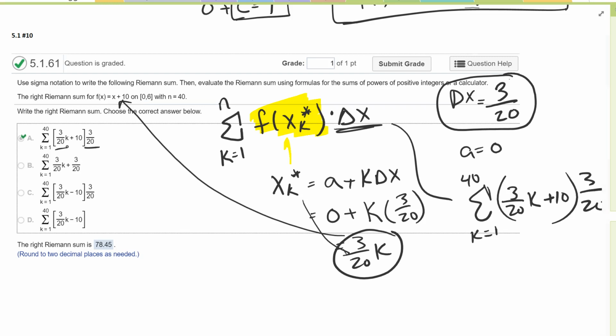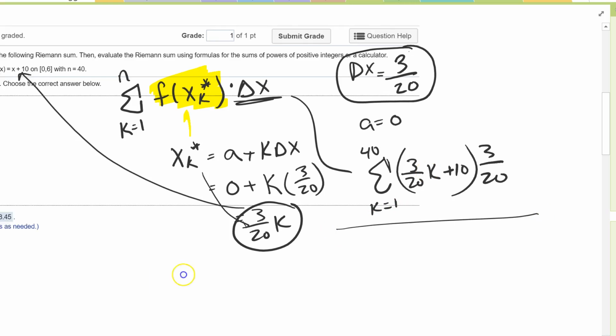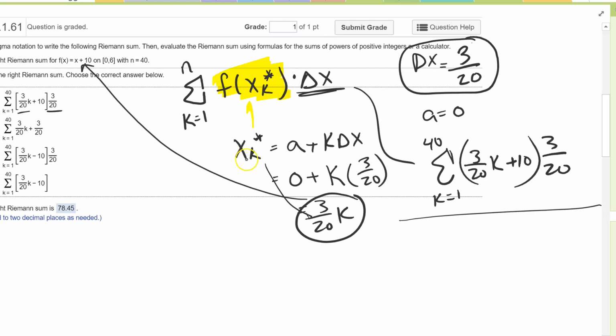And then calculating it, you can use the formula. You can plug in, you can use your calculator. It should be able to calculate out. So once you have xk star, you plug xk star back into the original function, and then you still need to multiply that by delta x.